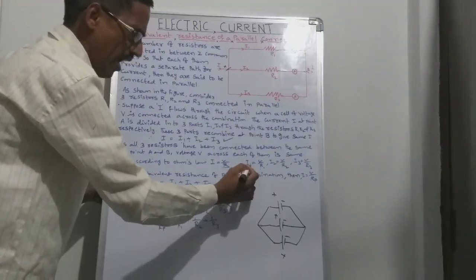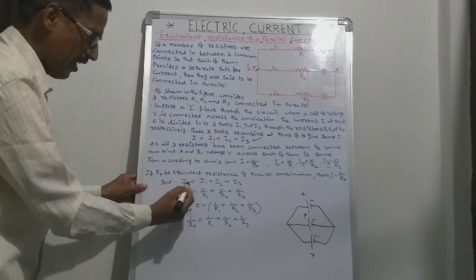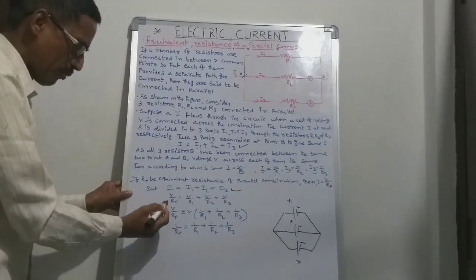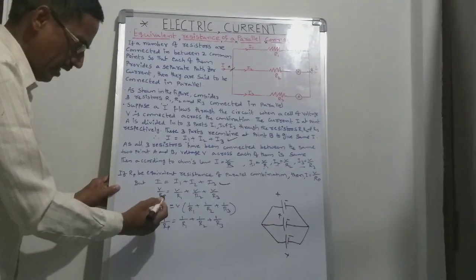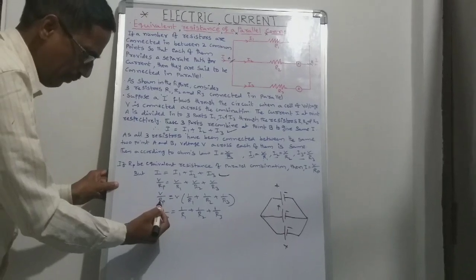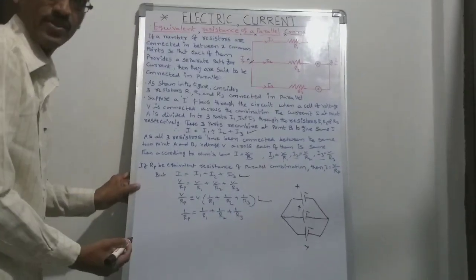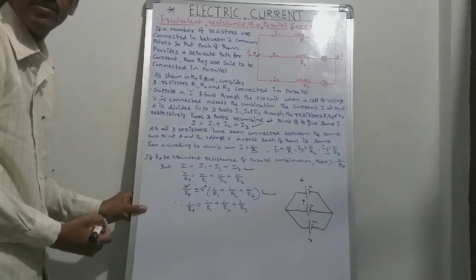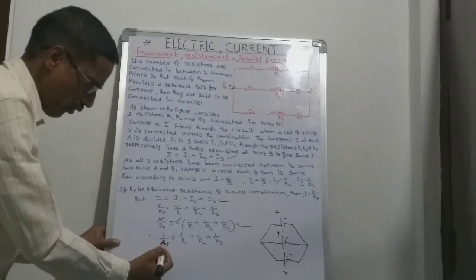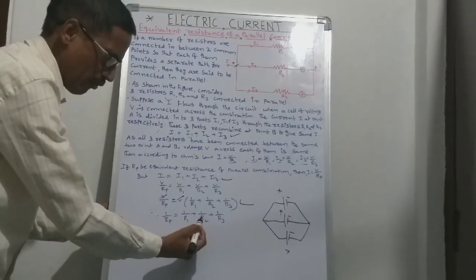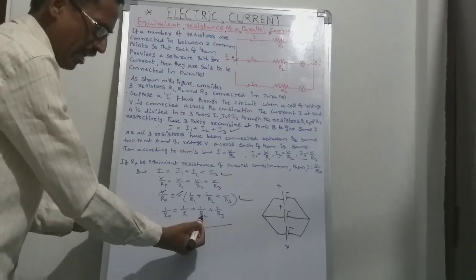Substituting the values of I1, I2, I3 into I = I1 + I2 + I3, we get V/RP = V/R1 + V/R2 + V/R3. On the right side, V is common, so V/RP = V(1/R1 + 1/R2 + 1/R3). Therefore V cancels on both sides, and 1/RP = 1/R1 + 1/R2 + 1/R3. This is the derivation of 1/R = 1/R1 + 1/R2 + 1/R3.